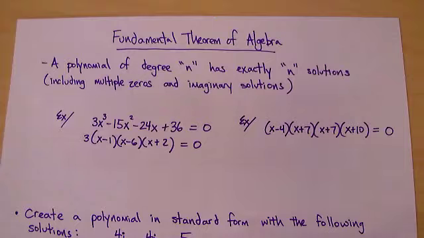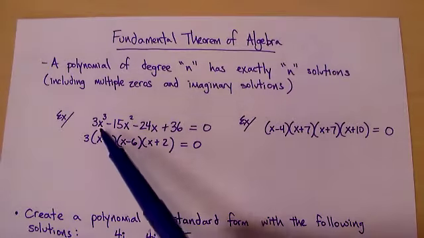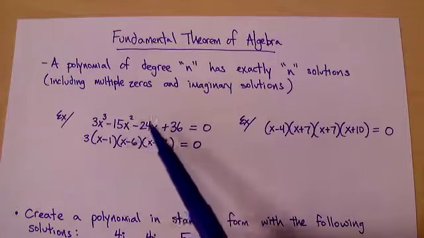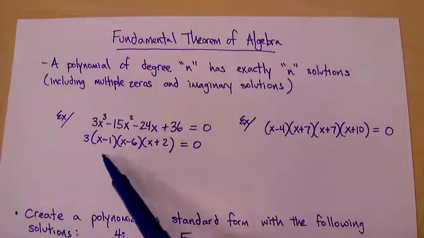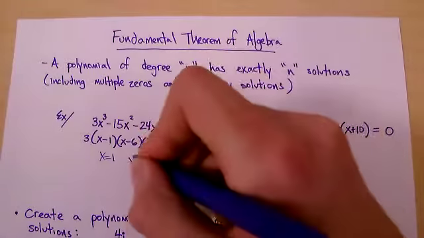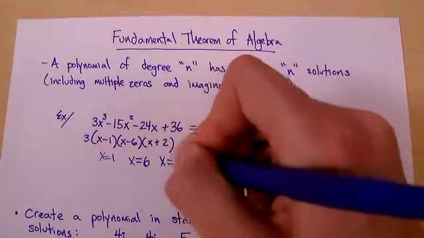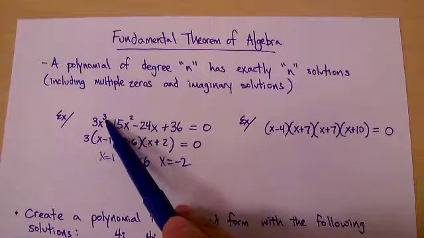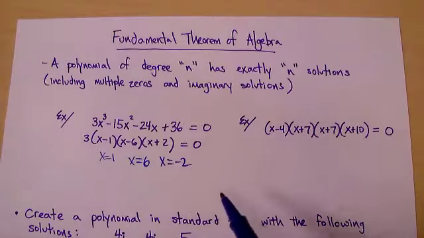Just to give you guys an idea of why this theorem even works, I took an equation with x to the third power in it, and I factored it. We don't know how to factor it yet, but just trust me, it factors into this. If you were to solve this for x, there's going to be x equals 1, x equals 6, and x equals -2 for our three solutions here. It was a degree 3 polynomial, so we had 1, 2, 3 solutions. That kind of makes sense if you think about it.